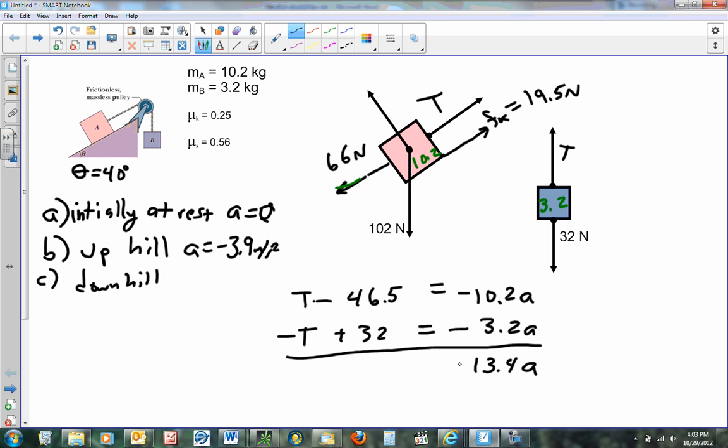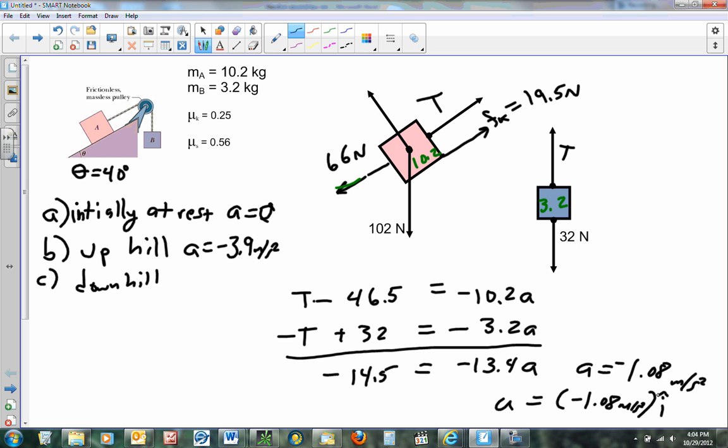And my net force is going to be negative 14.5, and A is basically going to equal 1.08 meters per second squared in the negative direction. If we say downhill is negative, we write that in unit vector notation. It's going to be negative 1.08 meters per second squared i. So this is going to be A equals negative 1.08 meters per second squared.